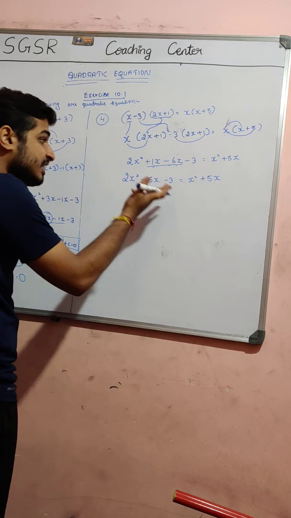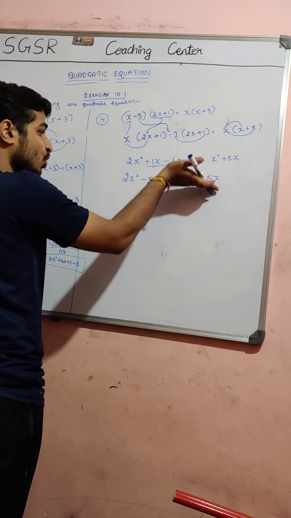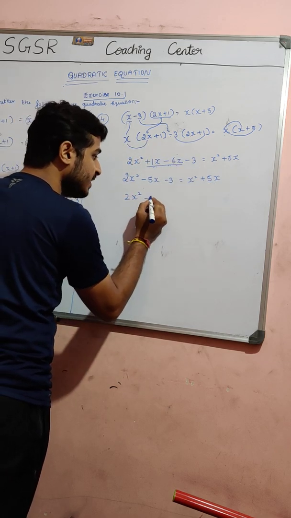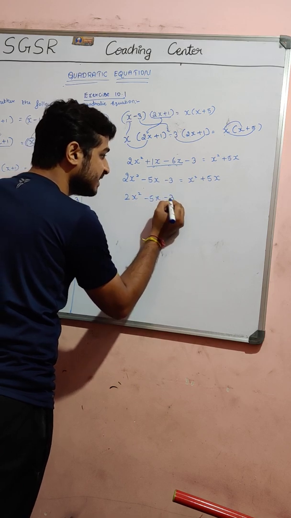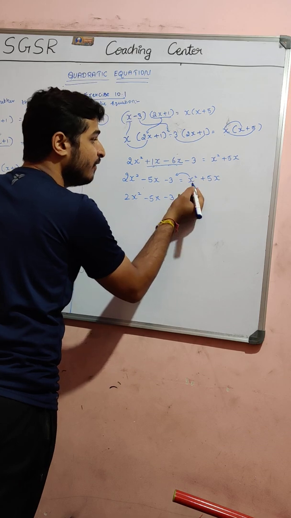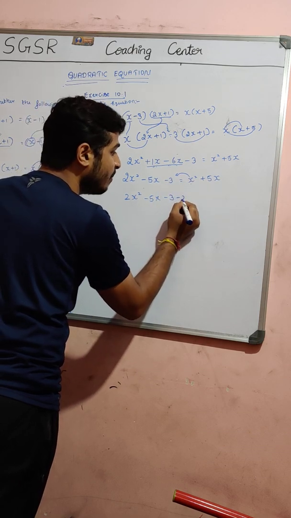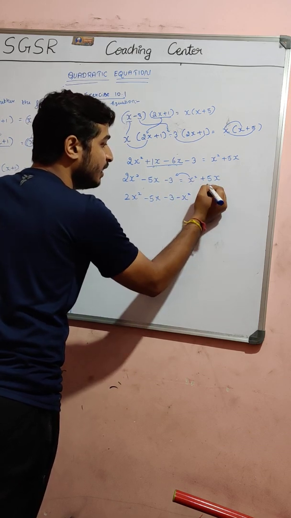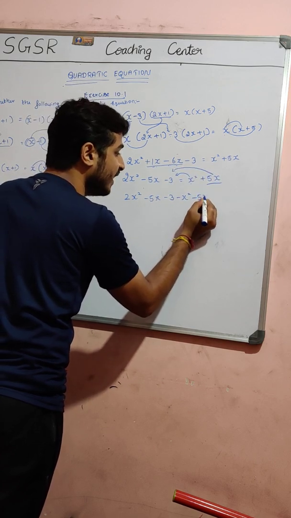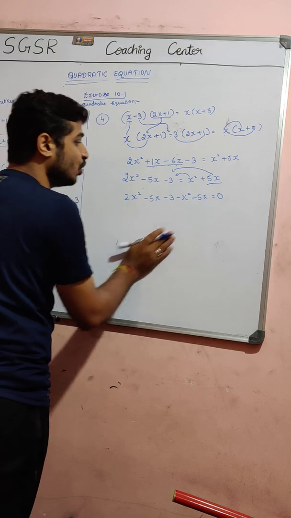Now we will shift these values towards here. So it becomes 2x square minus 5x minus 3. Here it will come as plus x square is there. When it comes here, it becomes minus x square. When you are shifting this plus 5x here, it becomes minus 5x is equal to 0.